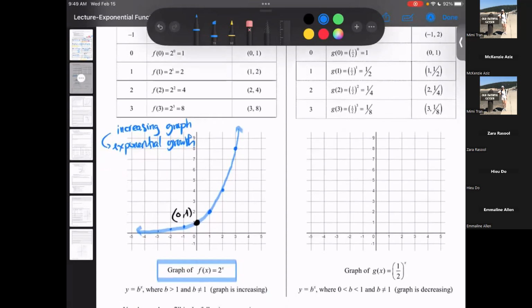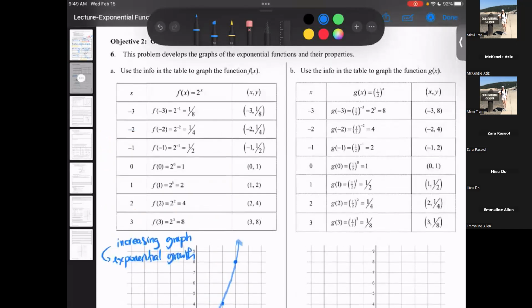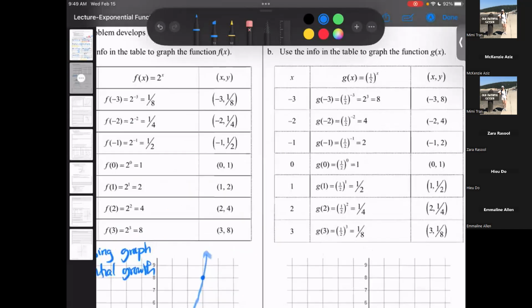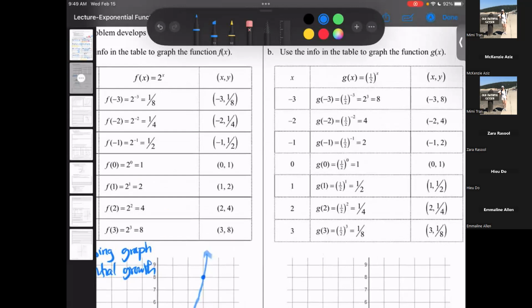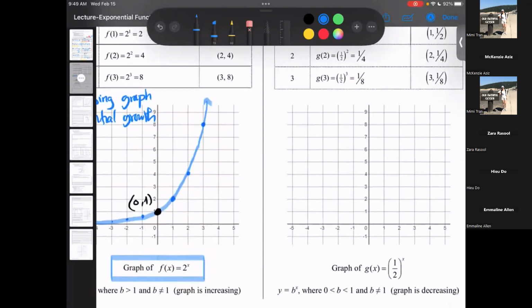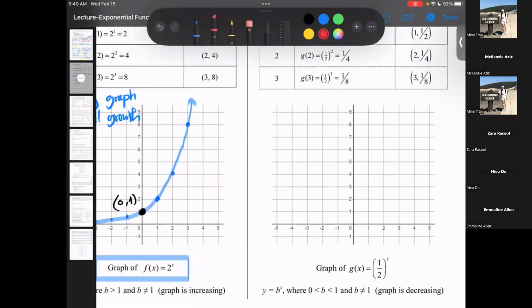On the other note, we have exponential decay. Same thing, I'm going to plug in some values. Now my graph is y equals 1/2 to the x. So this graph has a base, which is b. When I say base, I mean b, in between 0 and 1. Right? 1/2 is between 0 and 1.